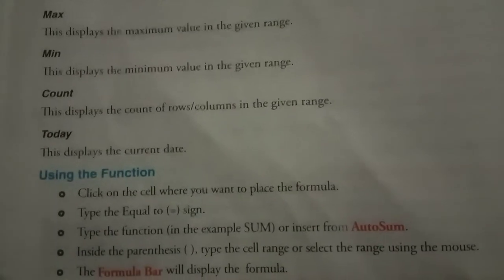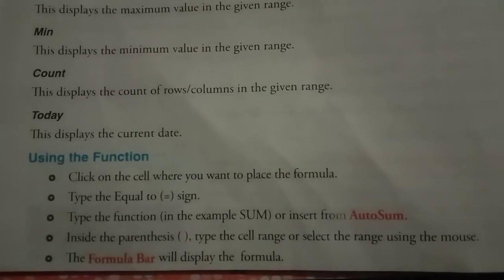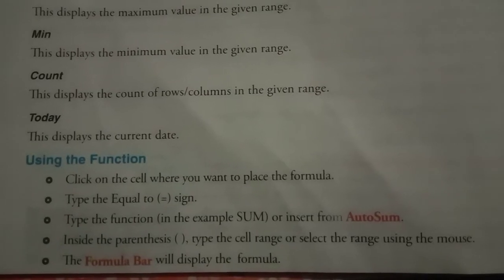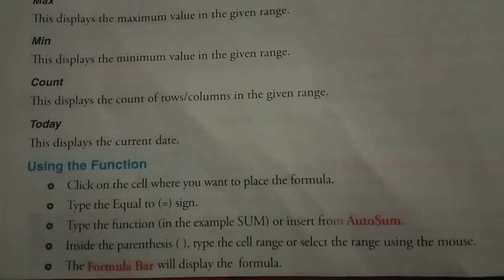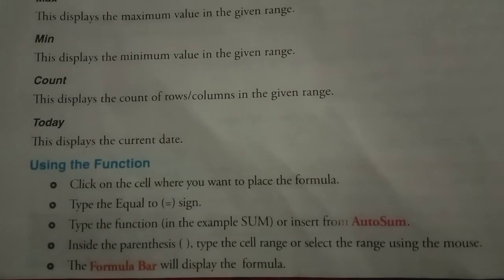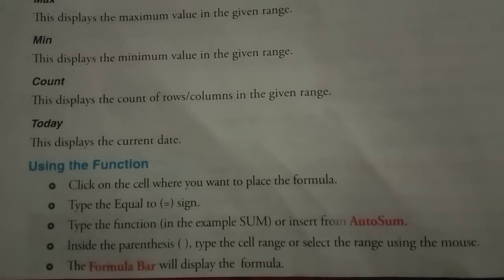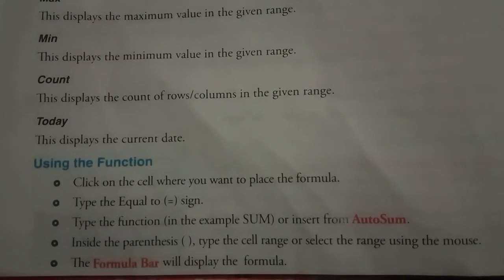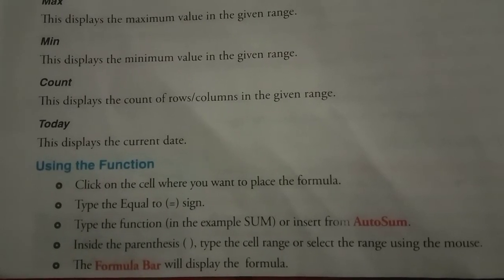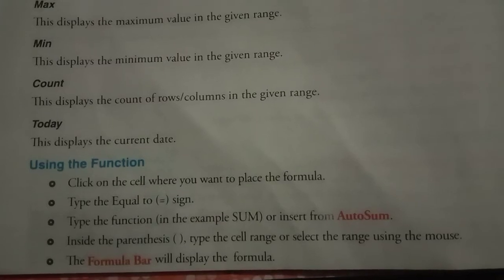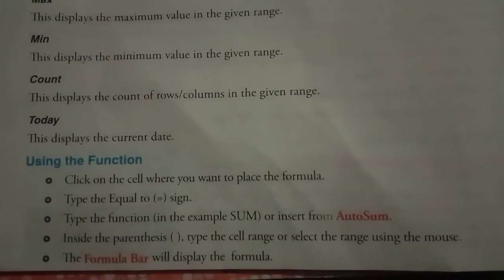But all of you know that the shortcut of the sum formula is what? Auto sum. Whenever you apply auto sum, it automatically sums all the numbers. Inside the parentheses, meaning brackets, in computer language it's called a parenthesis. Inside the parentheses, type the cell range. Inside means in between both the parentheses, you have to write the cell range of the selected cells using the mouse.